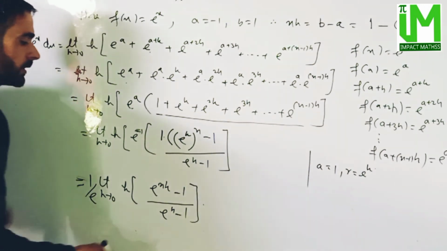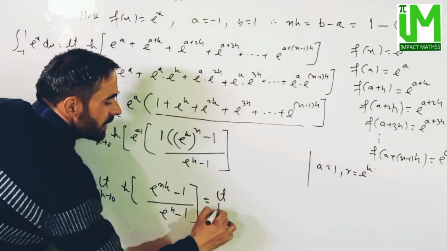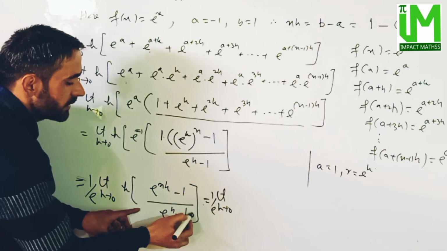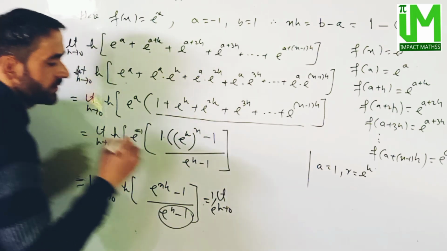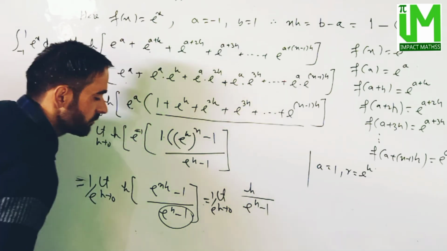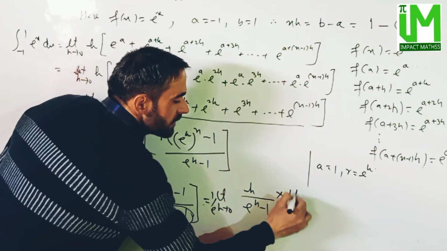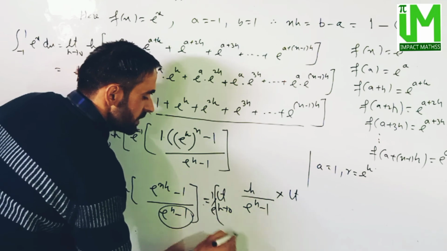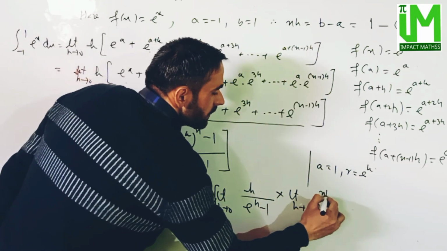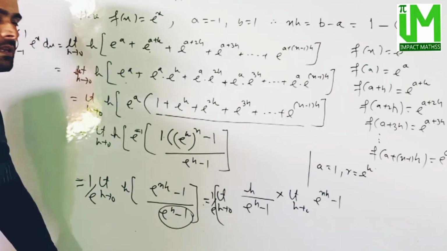ठीक है. अब यहाँ पे note that limit h tends to 0, 1 divided by e raised to power h minus 1 के साथ h को combine करते हैं. So it will be h divided by e raised to power h minus 1. ठीक है. Into h को limit से अलग distribute करते हैं, 1 by e से multiply. Limit h tends to 0 e raised to power nh minus 1.